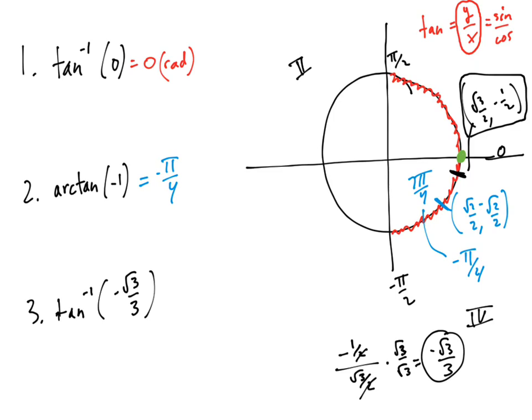And that angle, we might be tempted to say 11 pi over 6, but instead of going counterclockwise, we want to go clockwise and just do this angle right here. So that angle is going to be negative pi over 6.